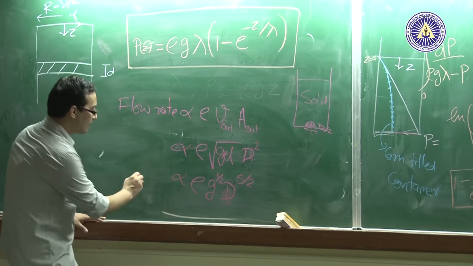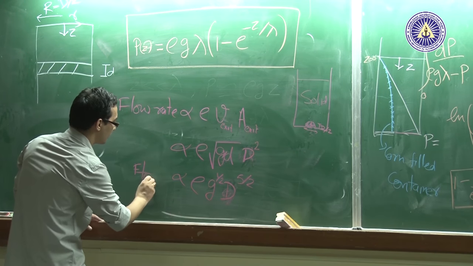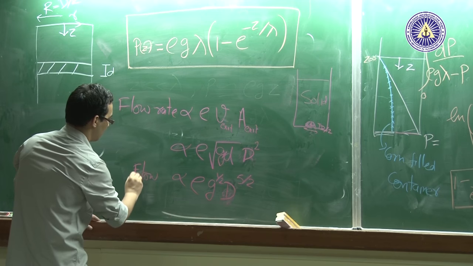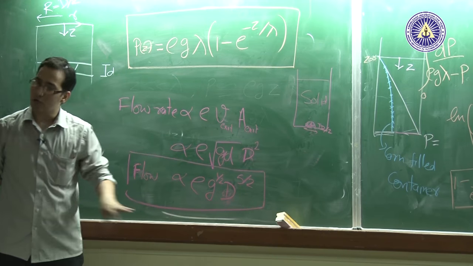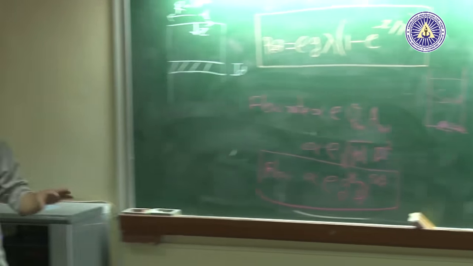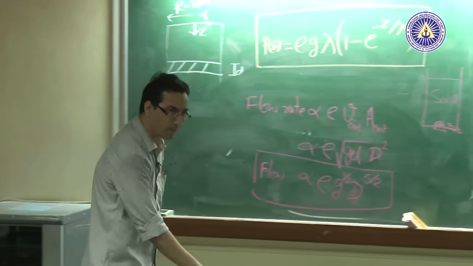This seems to describe the flow rate pretty well across various geometries. And in fact, this proportionality constant is also not very different. It ranges from 0.55 to 0.65, no matter what type of particle you choose.